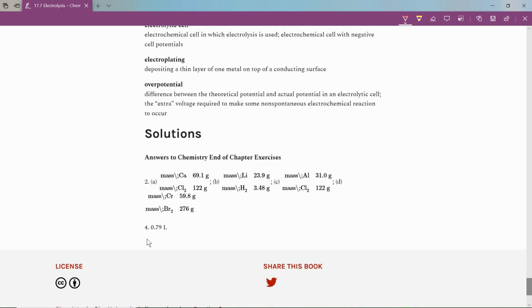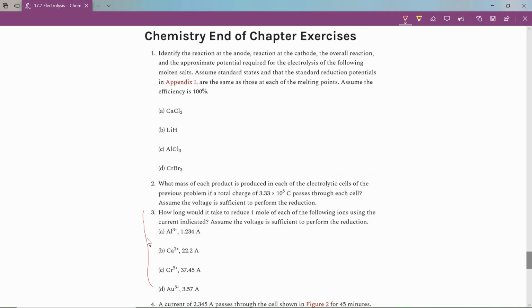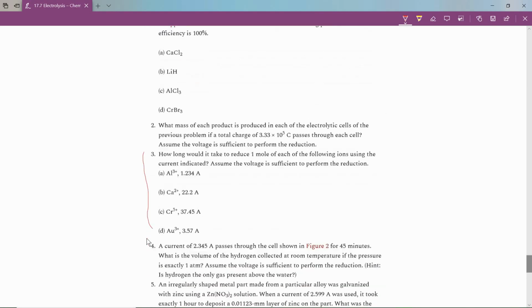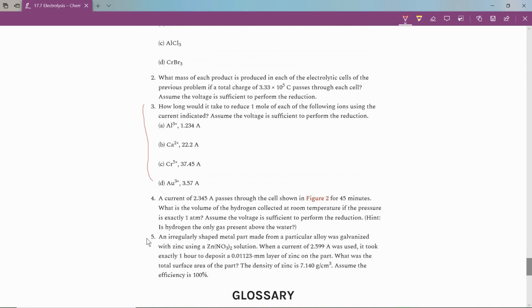Okay. For question 2 and question 4. For question 3, they are not there. So I guess we should try to do that. So let's just do that right now.